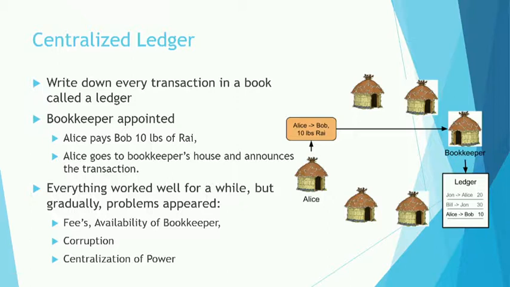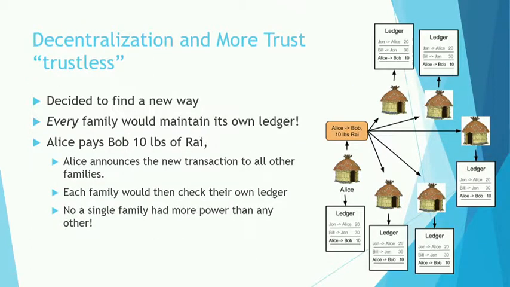fix or record transactions. The next idea was to decentralize the entire process, and it used to work in this sense. So instead of having a certain person appointed to record all the transactions, the community decided that each house and each family in that nation will have their own copy of the book, and as soon as a transaction is happening, they will register it in their own book.